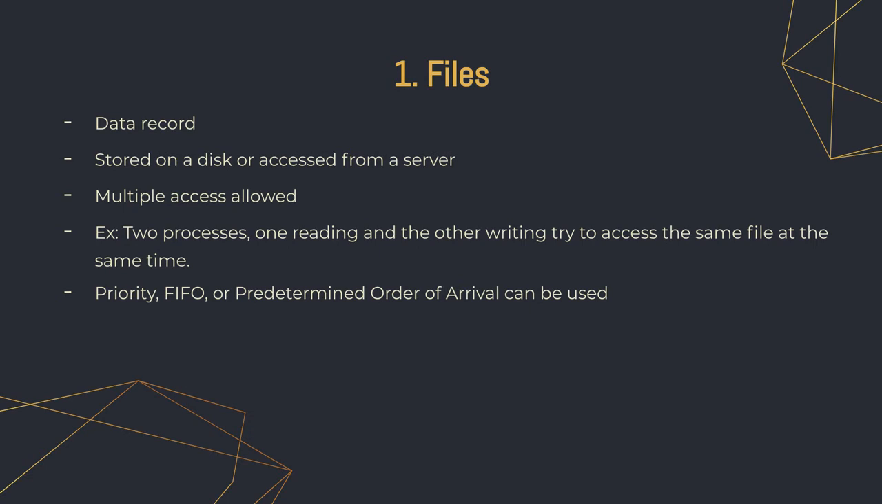Well, based on priority, first in first out or predetermined order of arrival, the read and write actions are executed. So for example, process 1 arrived before process 2, therefore process 1 will read the file, complete reading the file, and then only process 2 will be allowed to write. Concurrent reading and writing will not occur. In the same way, if we assign a priority, say process 2 has greater priority than process 1, process 2 will be allowed to write, then finish, and then only will process 1 be allowed to read the file.